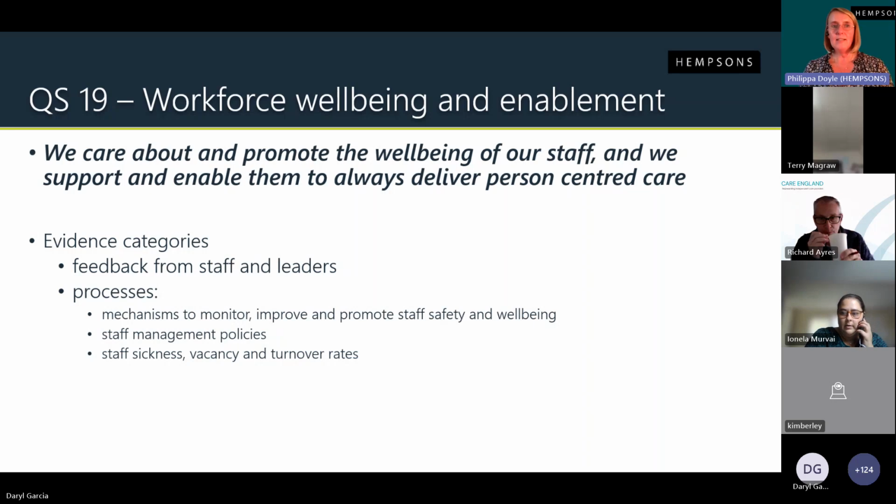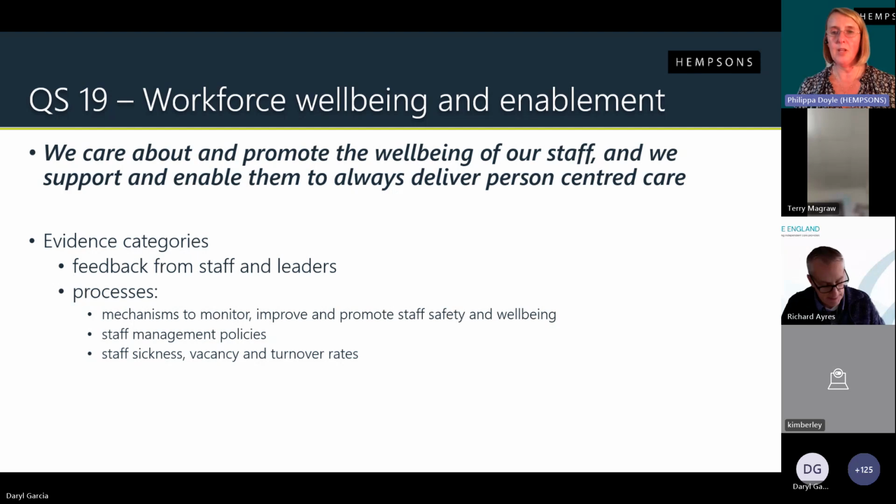The next one is then quality statement 19, and this is about workforce wellbeing and enablement. So the previous quality statement talked about the numbers of staff and making sure they've got the right training and competencies to be able to support people. But this is about how you support your staff. So the quality statement itself says we care about and we promote the wellbeing of our staff, and we support and we enable them to always deliver person-centred care.